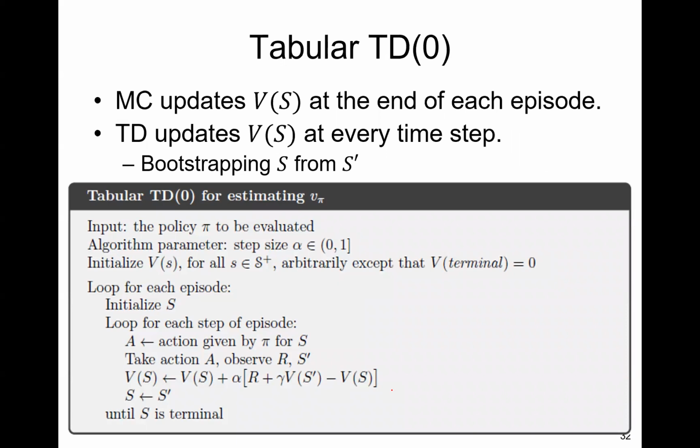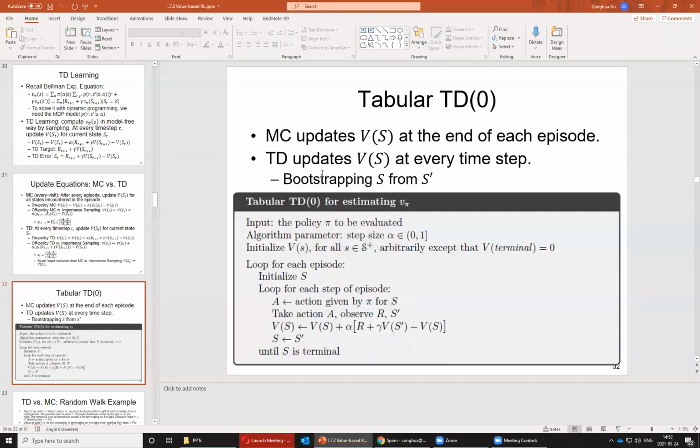So a tabular TD(0) is just the very basic algorithm, just this formula. So bootstrapping V(S) from V(S').